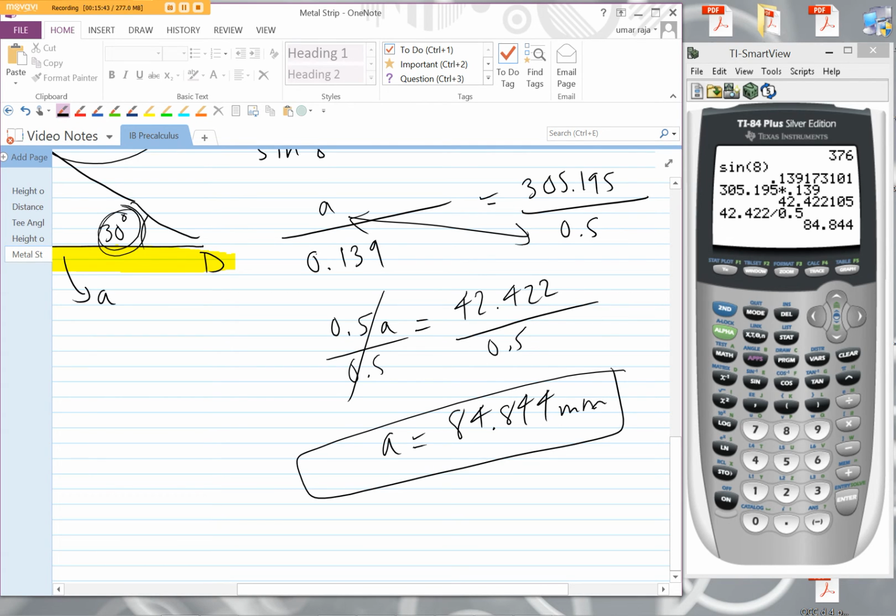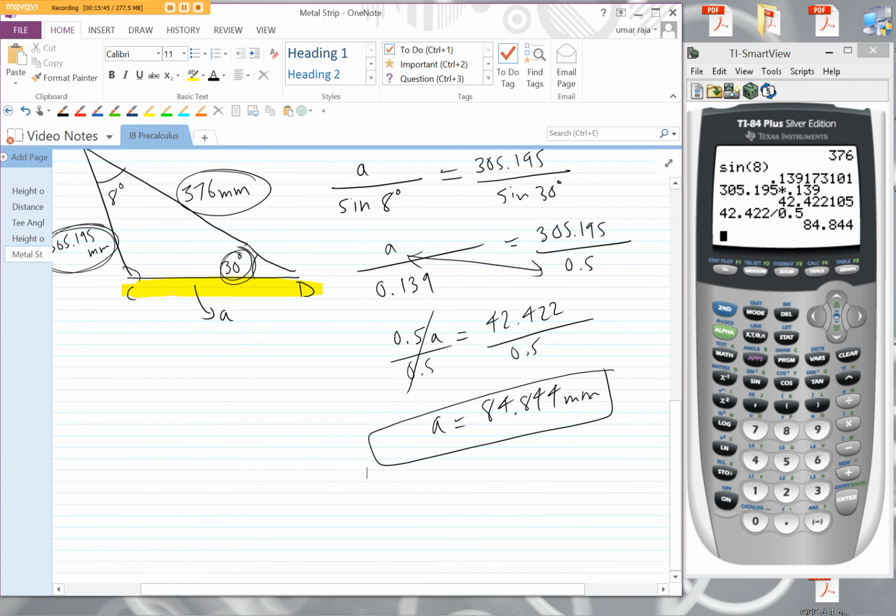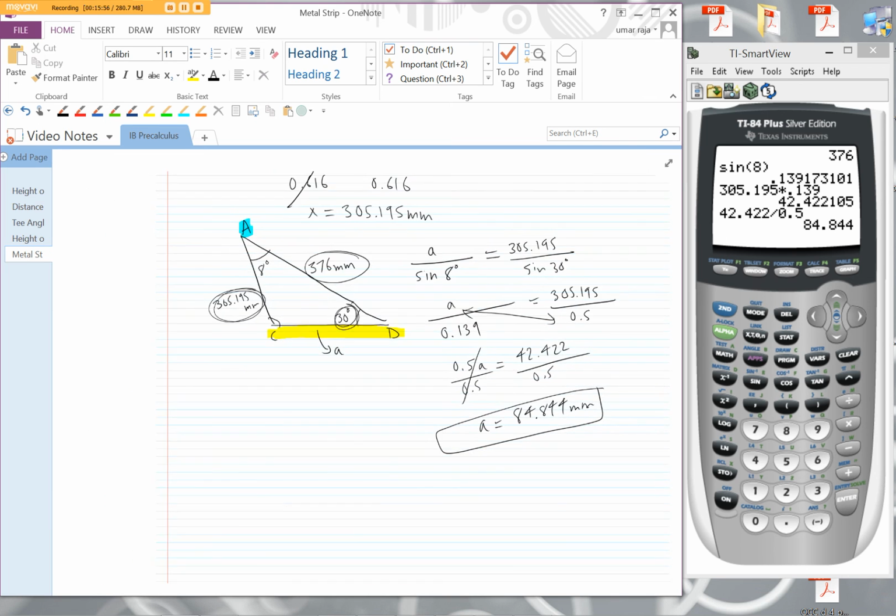Now again, look, we're using different variables. We're saying that that's lowercase a, but that's really the length of CD. So you can say that the line segment CD, or the metal strip, has a distance or a width of 84.844 millimeters. Alright guys, that's the end of the problem.